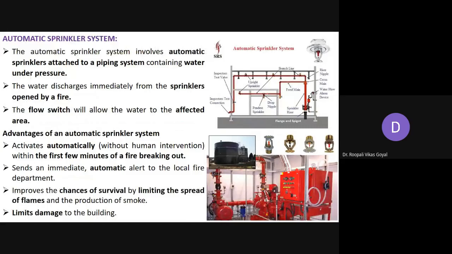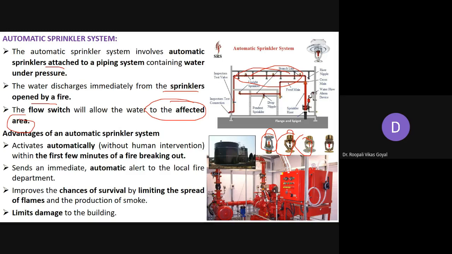So automatic sprinkler system, पानी डालेंगे तो जो भी आपका ignition point है उसको हम शांत करने का ट्राई कर रहे हैं. ठीक है, so the automatic sprinkler system provides the automatic sprinklers which are attached to the piping system. So nozzles, this kind of nozzles are provided. Okay, and here we have to supply water under pressure. So this pressurized pump, etc., are connected with all this piping system, and whenever fire takes place, they will automatically spray the water or sprinkle the water. So this water discharges immediately from the sprinkler which is open on a fire. So उसका flow switch आता है, which allows the water to the affected area.